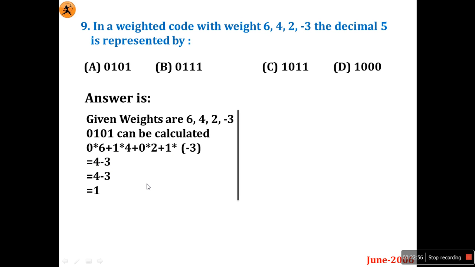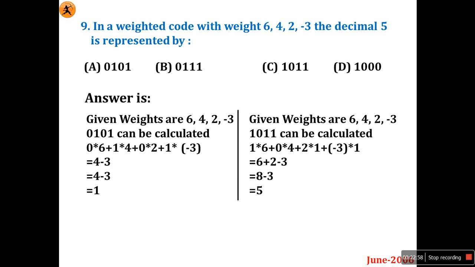Let me select the third one, option C, and check it. Weights are 6, 4, 2, minus 3: 1 into 6 is 6, 0 into 4 is 0, 1 into 2 is 2, 1 into minus 3 is minus 3. So 6 plus 2 is 8, minus 3 is 5. So the answer is C. You may check B and D also, but while selecting the options, be careful. So the answer is C.